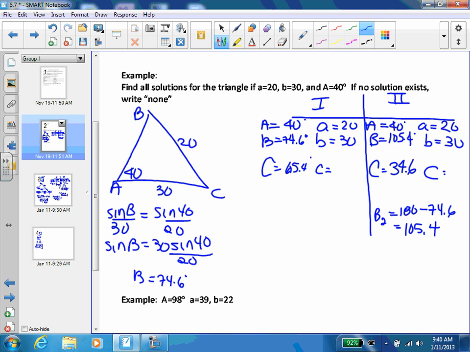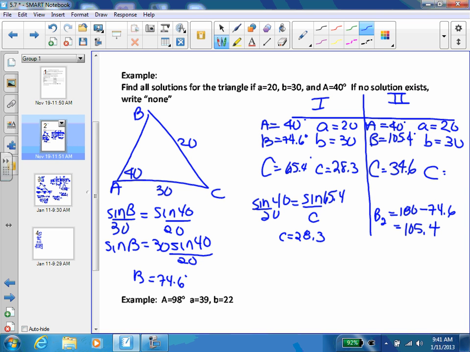All right, so for side C, we can say the sine of 40 over 20 equals the sine of 65.4 over C for case 1. And I get that C can be then 28.3 units. And, you know, as long as you're showing me your proportion, if you can do all that cross multiplication on your calculator, that's fine. Okay?